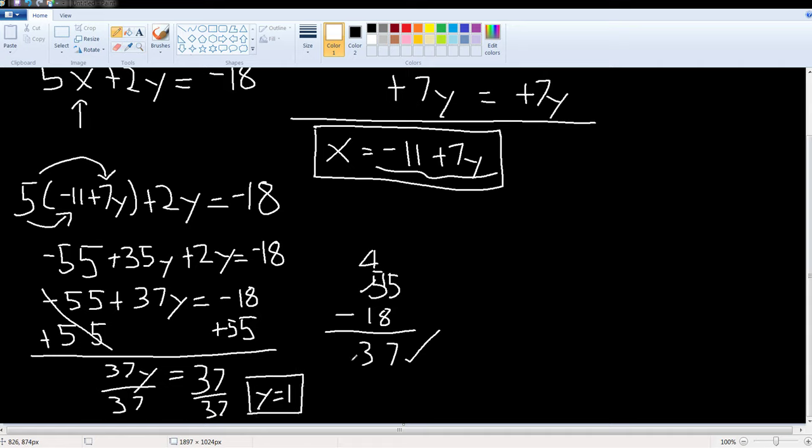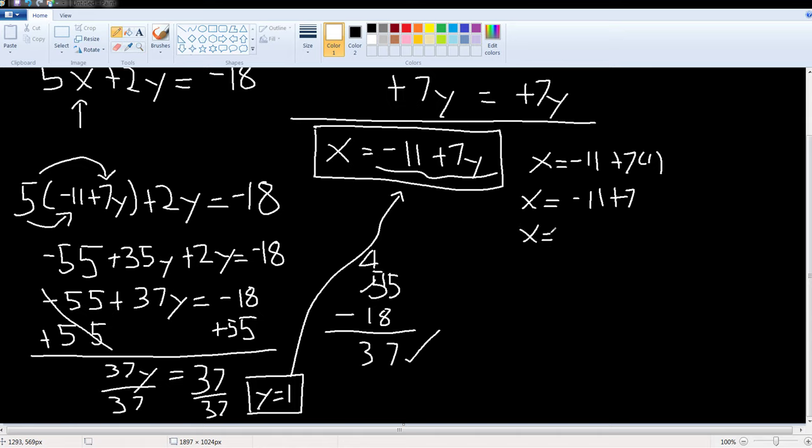So far so good. Now if you remember the equation before, we had x is equal to negative 11 plus 7y, right? So then I could just plug in y equals 1. So x is equal to negative 11 plus 7 times 1. And I get x is equal to negative 11 plus 7. x is equal to negative 4.